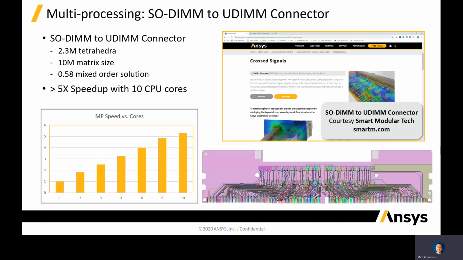But with modern hardware and modern multiprocessing technology from Ansys, as applied to a more complex design like this DIMM connector that was recently highlighted in the Ansys white paper, we can solve these models fairly quickly and fairly conveniently with the MP technology. This model size, 2.3 million tetrahedra, 10 million matrix size, so 3 orders of magnitude bigger than the coax to waveguide transition, and leveraging our hierarchical mixed order basis function. We realize over a 5x speed up using up to 10 CPU cores for the matrix solution process.